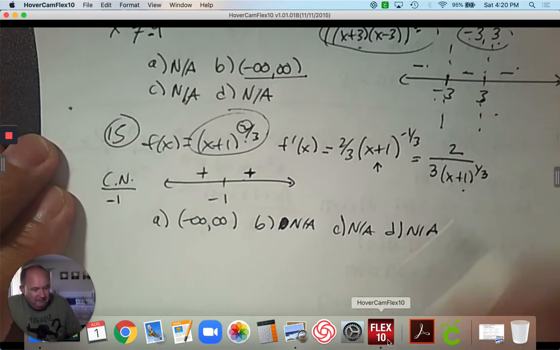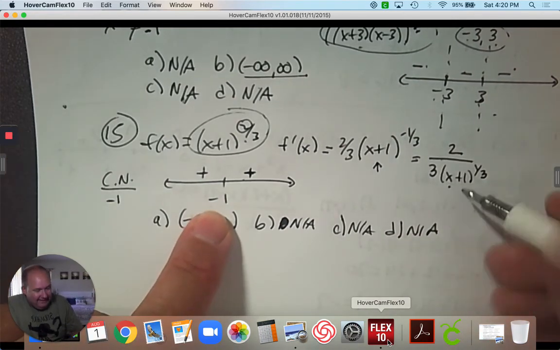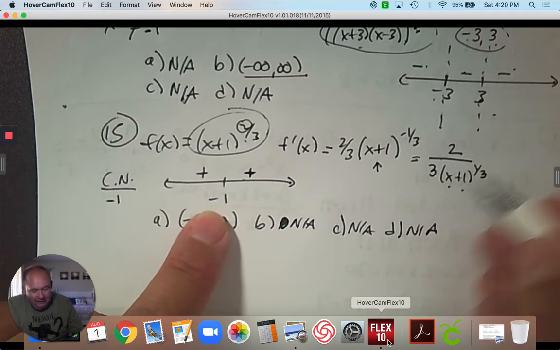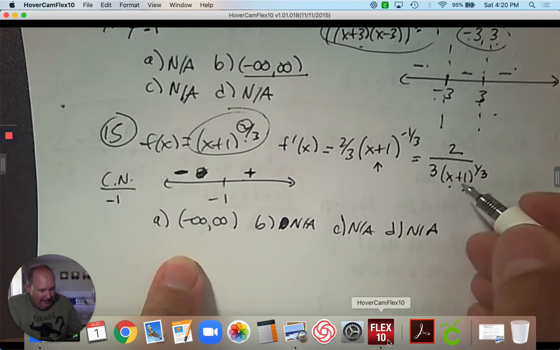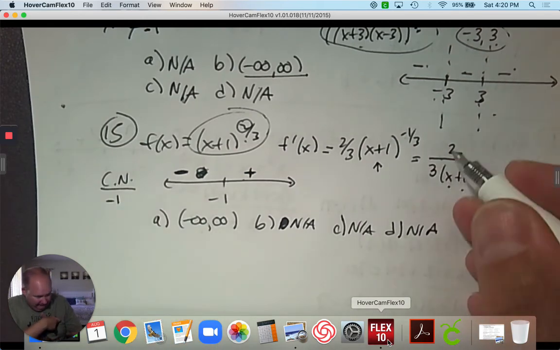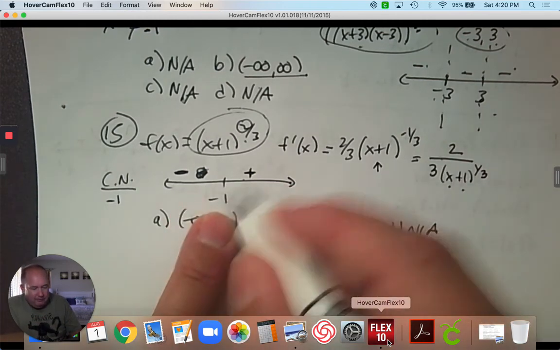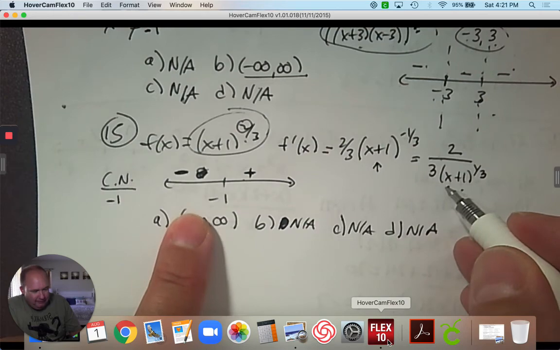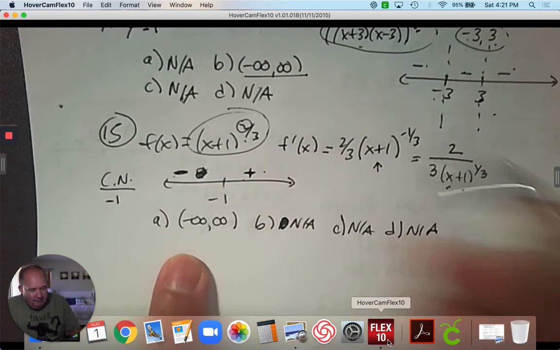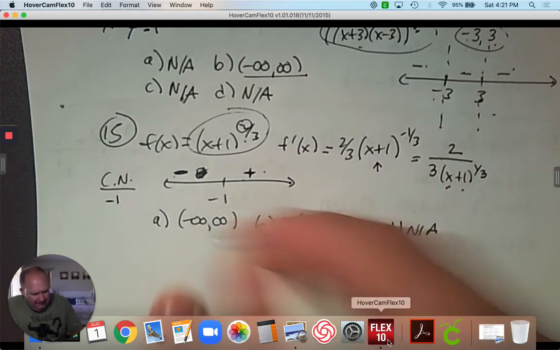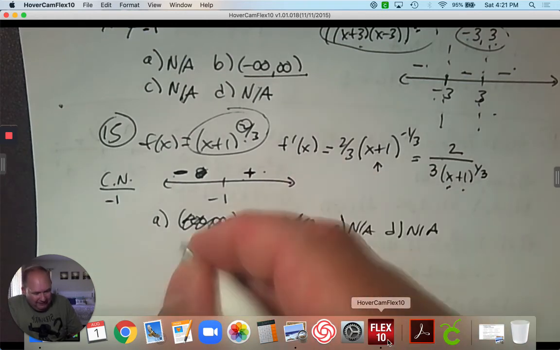I'll be smarter. So when you plug in a number smaller than -1, like -2 or -3, this ends up being negative. Because a negative number you cube root keeps its sign, so it makes the whole thing negative. When you plug in a number bigger than -1, even like 0, everything would be positive. So we have a negative to a positive. So that means B and A, let's correct everything. Everything's wrong.